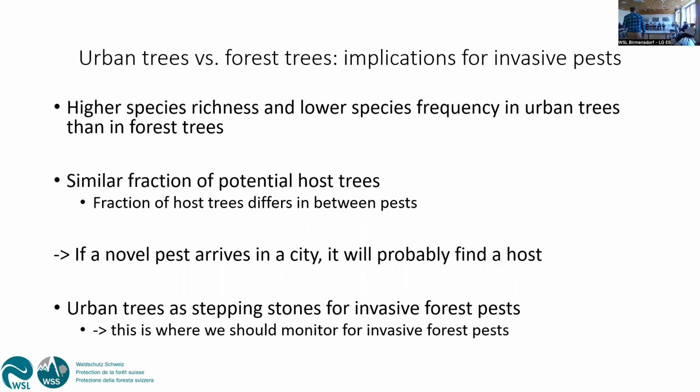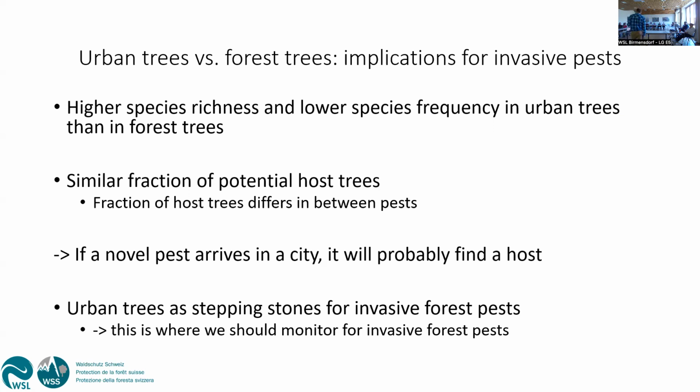so what are the implications? A bit of a summary from what I've been telling you or rambling about for the last few minutes is that there is a higher species richness and a lower species frequency in urban trees than in the forest trees surrounding these places. At the same time, there is a similar fraction of potential host trees, but this fraction of host trees differs between pests. So we have some additive effect. Overall, we have a higher suitability due to that diversity between the different environments.